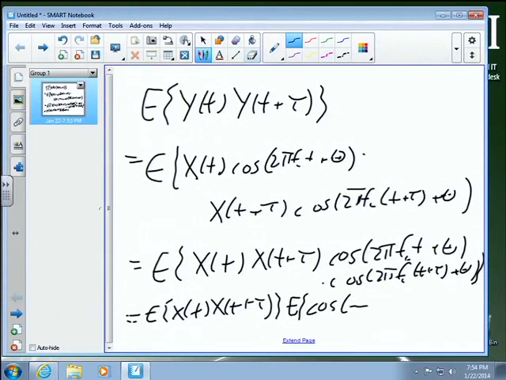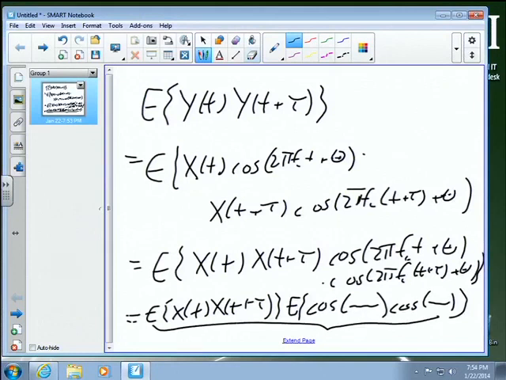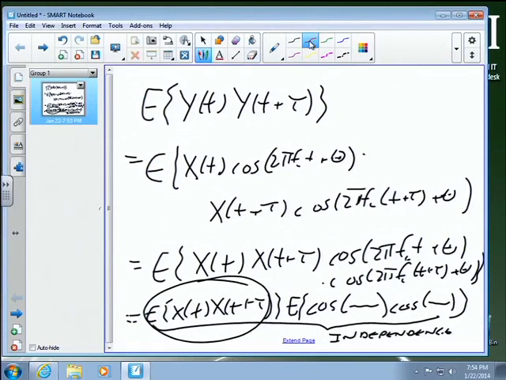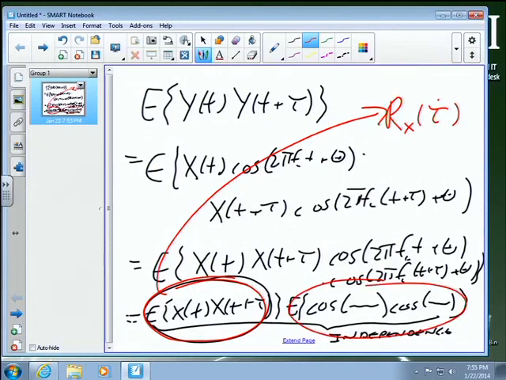So you have that cosine and that cosine, and this is due to independence. All right? Then you can treat these piecemeal. This here is actually your autocorrelation of x of tau. And this here, we already saw what that is equal to. It should be half cosine 2 pi fc tau or something like that. Is that right? Okay, so that's from the previous example.